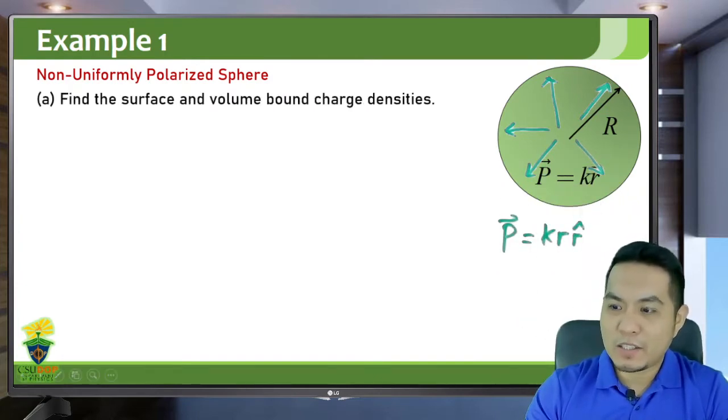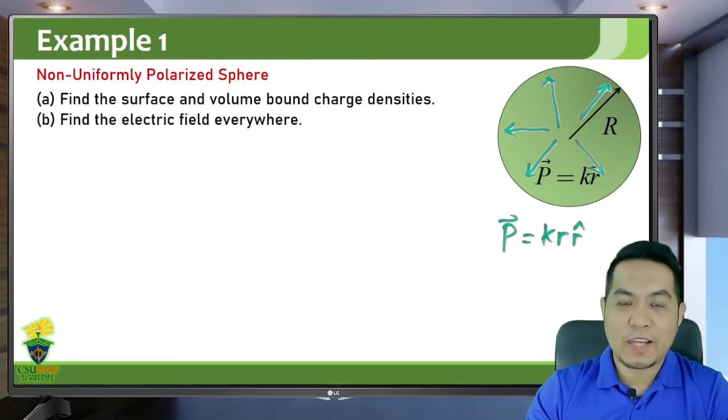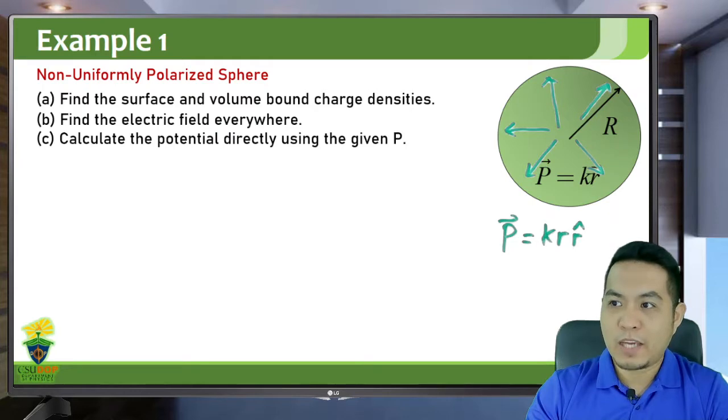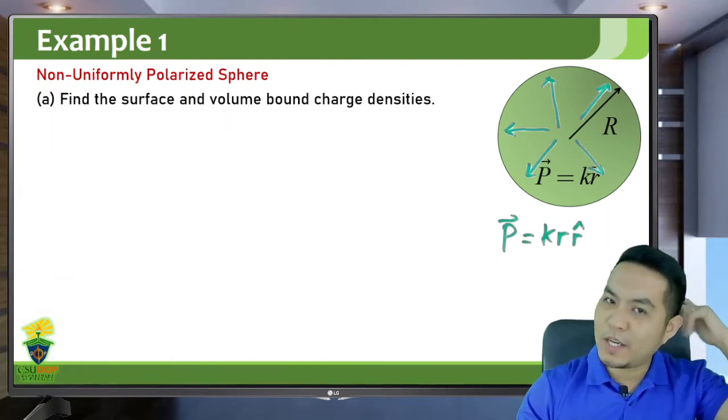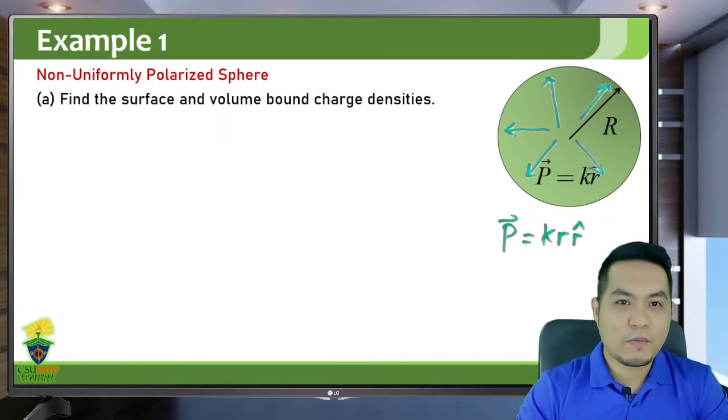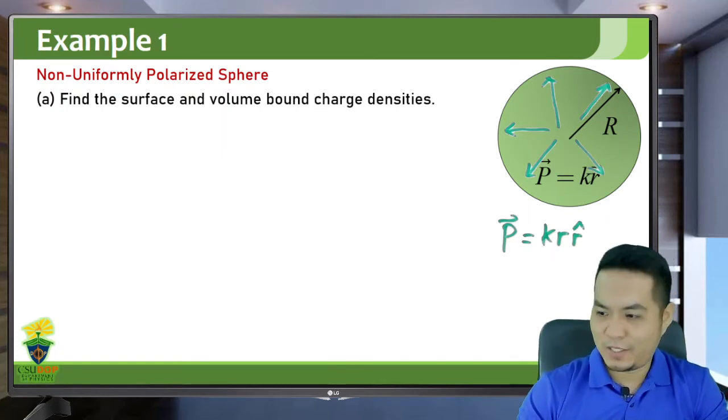So we are asked to find the surface and volume bound charge densities first, and then find the electric field everywhere, and calculate the potential directly using the given polarization. Okay, so that's it. So let's first start with letter A. Find the surface and volume charge densities.